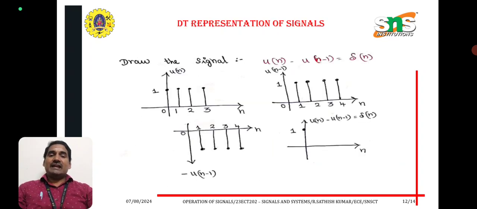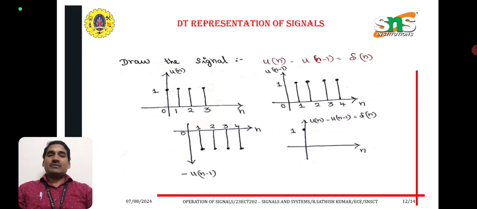Next, this is another representation of signals. Draw the signal u of n minus u of n minus 1, which is equal to del of n. u of n, as we already saw in the standard signals, is equal to 1 for n greater than or equal to 0. Therefore 0, 1, 2, 3 and so on, with an amplitude of 1.